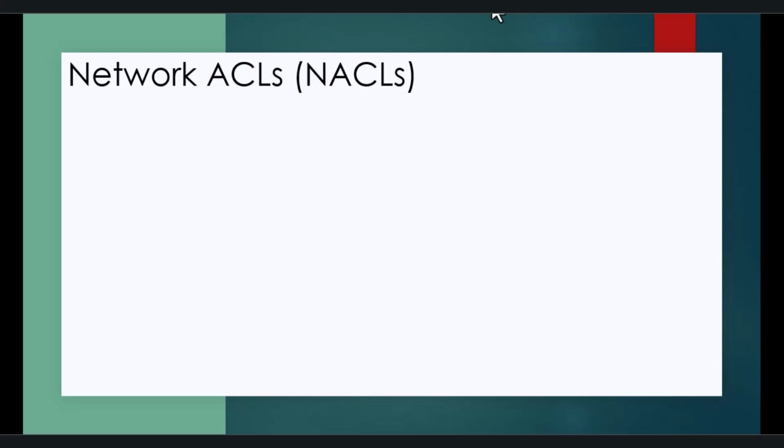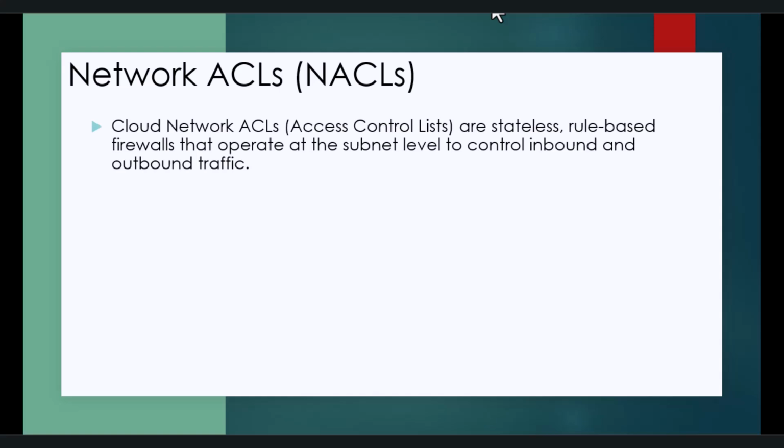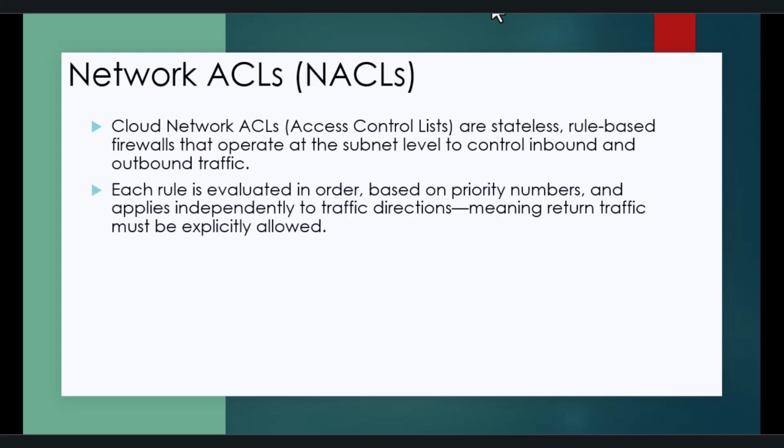You know, the access control list is not new. In fact, it's one of the oldest methods for protecting layer 3. It was called IP filtering daemons on Unix machines. Cloud network ACLs, or access control lists, are stateless, rule-based firewalls that operate at the subnet level to control inbound and outbound traffic. In other words, you have an inbound rule to the network, or the subnet, and an outbound rule. Each rule is evaluated in order, so they're usually numbered, starting with 100. And it applies independently to traffic directions, meaning return traffic must be explicitly allowed.